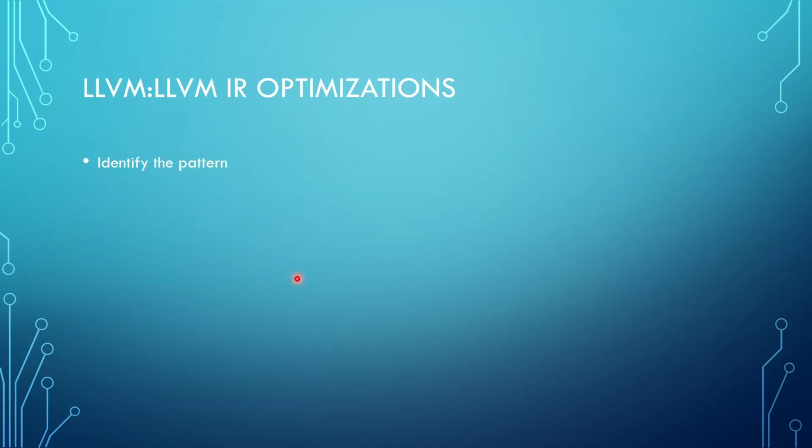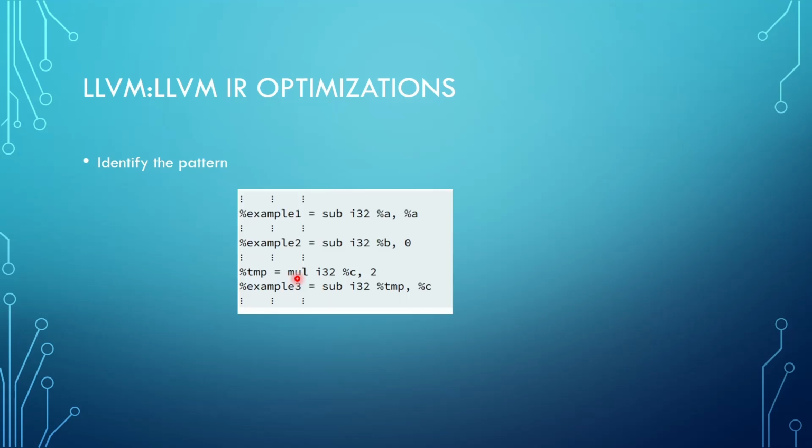Now for our example, we will look at the case of arithmetic identities. So the first step is to identify the pattern, and these are some of the patterns that can be optimized. The first one is subtracting a from a, which should give a result of 0, so this can be optimized. The second one is subtracting 0 from b, which should leave b unchanged, so this can also be optimized. And the third one is multiplying c by 2 and then subtracting c itself from that, which should return c as the result. So all three of these can be optimized, and we have identified the patterns.